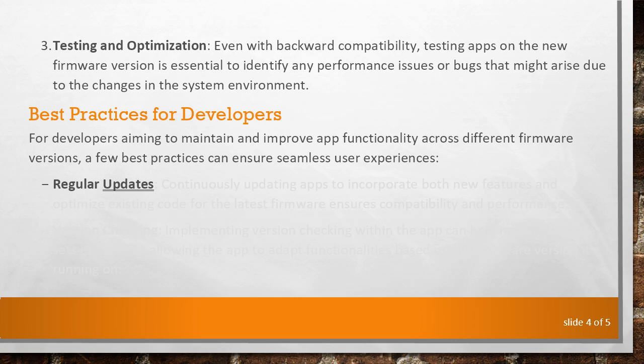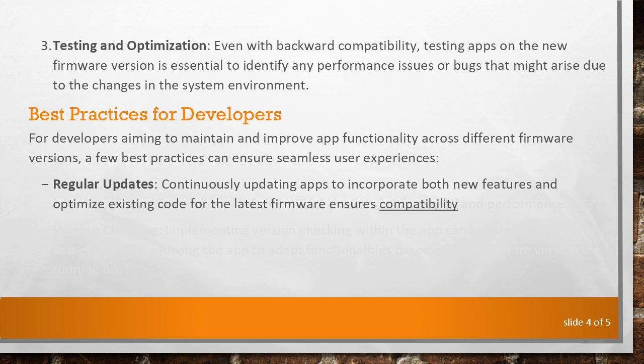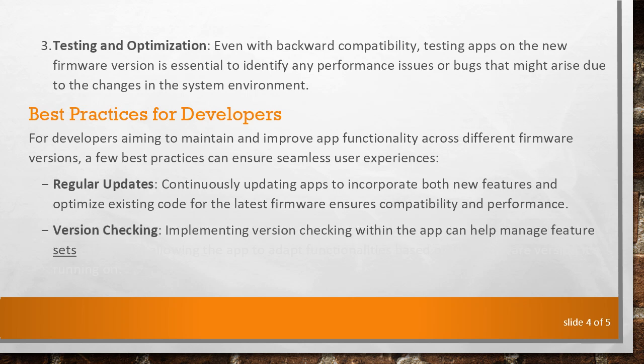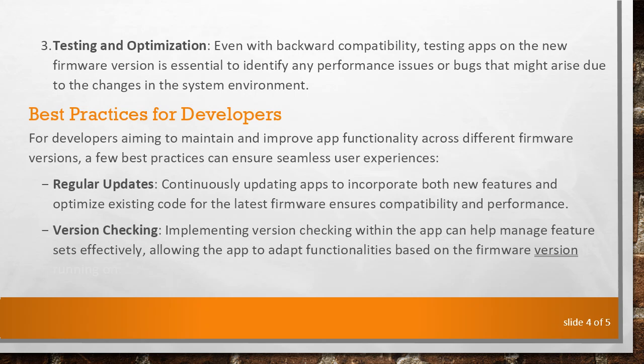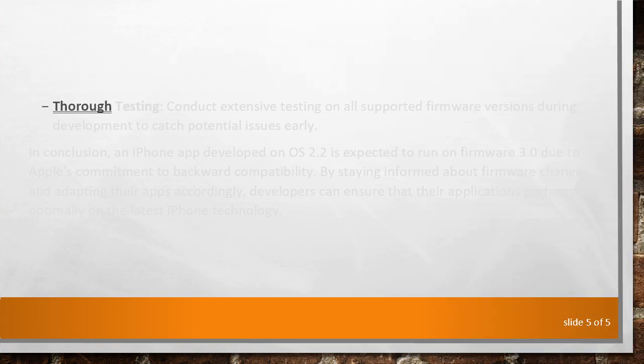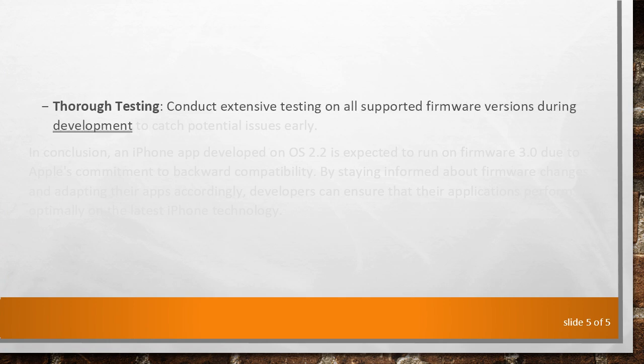Regular updates. Continuously updating apps to incorporate both new features and optimize existing code for the latest firmware ensures compatibility and performance. Version checking. Implementing version checking within the app can help manage feature sets effectively, allowing the app to adapt functionalities based on the firmware version it's running on. Thorough testing. Conduct extensive testing on all supported firmware versions during development to catch potential issues early.